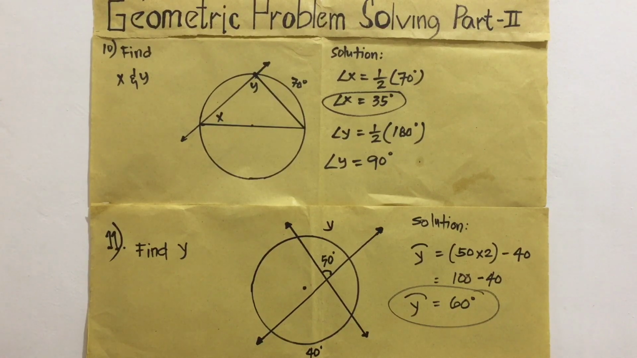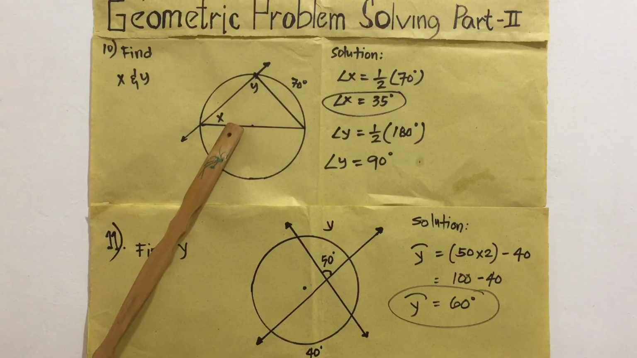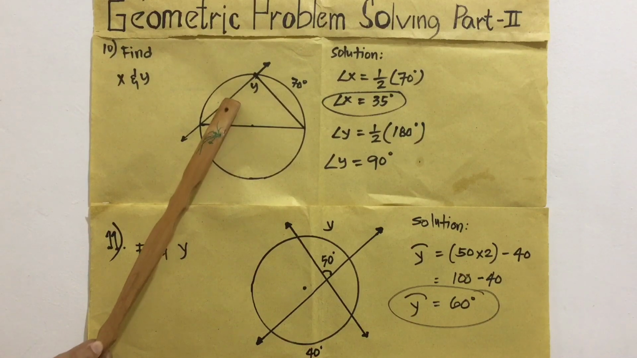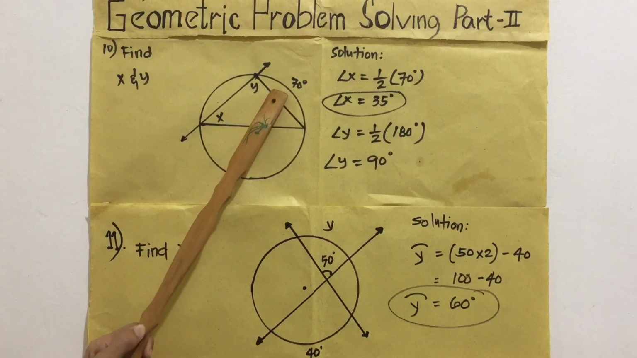Everyone. Today we're going to study the continuation of problem solving geometric part 2. Okay, we are now in number 10. Find the x and y. We're going to find the measure of angle x and the measure of angle y.